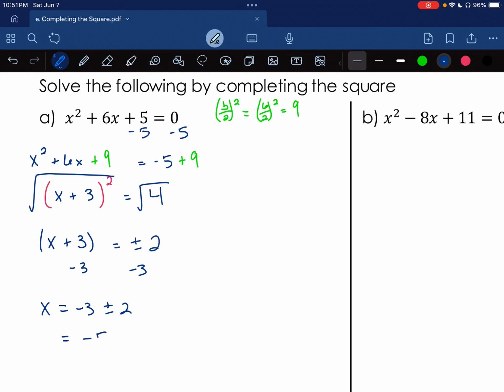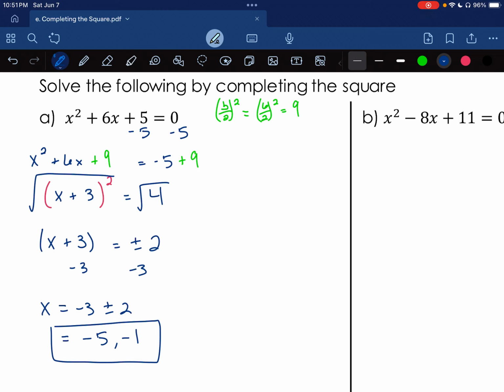So like I said, we could have factored that, but I wanted you to be able to see what it would look like with some nice rational solutions, and also so you can see that this works all the time.